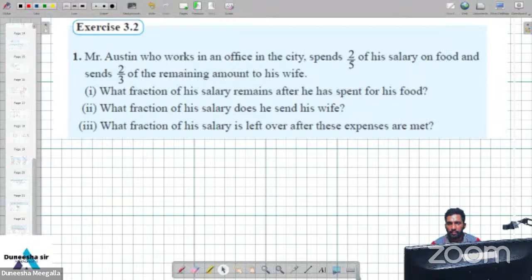2/5 of his salary on food and sends 2/3 of the remaining amount to his wife.